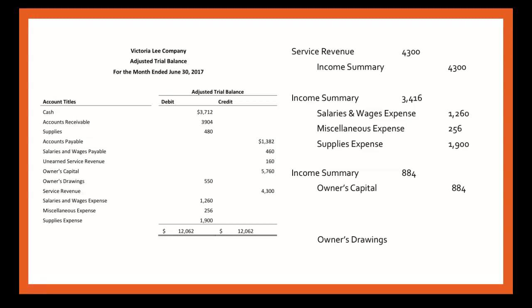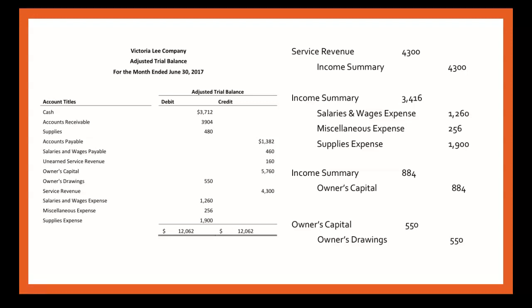And where are we closing owner's drawings to? We're closing it to owner's capital. And then we just toss in the $550 from our adjusted trial balance. Now, why does this entry make sense? Well, drawings decrease your capital on that owner's equity statement. Here, we are decreasing our owner's capital by debiting that account. Right? So once again, just like in our third closing entry, we're just showing what is happening on that owner's equity statement in journal entry format.